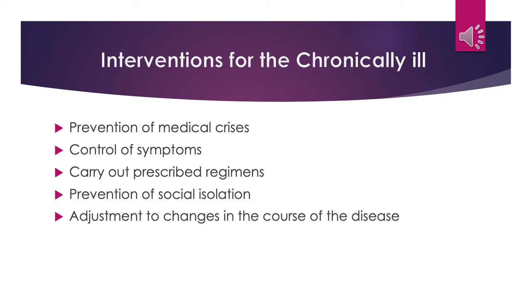Moving on to interventions for the chronically ill child. So what I want you to remember is the goal for any of these children with a chronic illness is to achieve and maintain the highest level of health and function possible. That is cognitively, emotionally, physically, and psychosocially. So we want these children to be the best they can be and function to their highest ability possible.